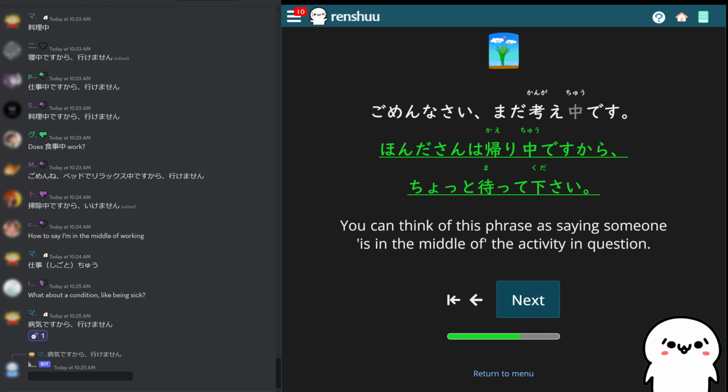But again, for this one, holding on to the English translation "in the middle of" should make it easier for you to decide if it's a term that can be used with this expression. So we usually don't say I'm in the middle of being sick. We just say I'm sick.